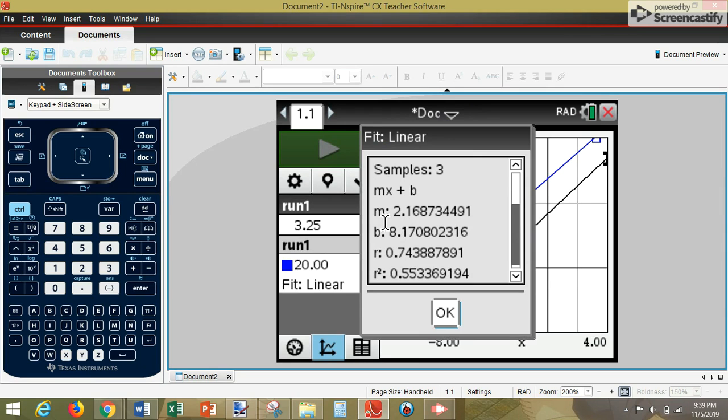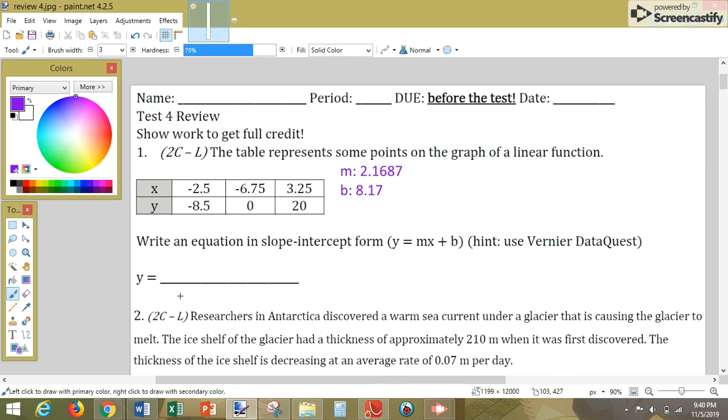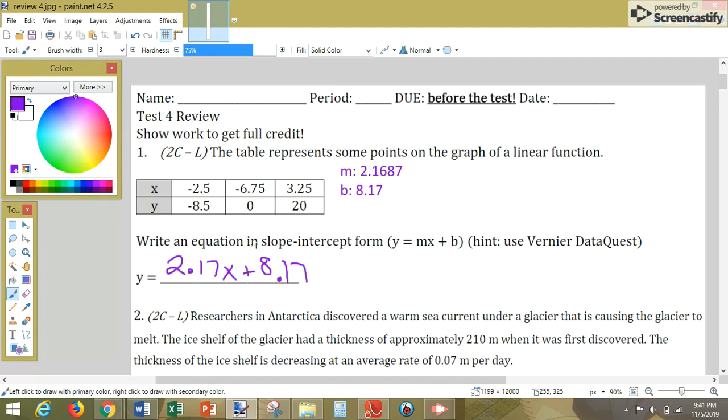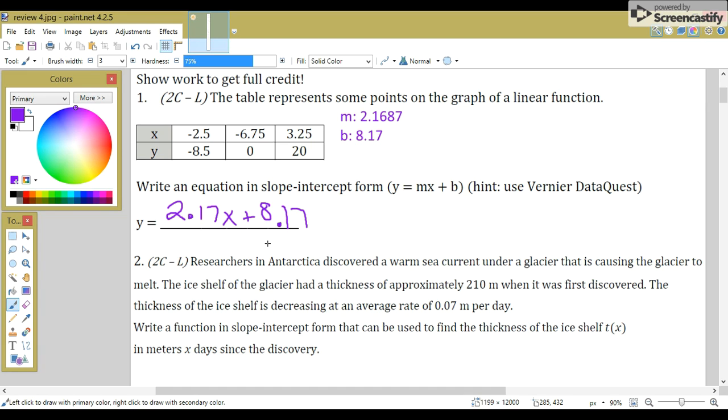Now we have our slope m and our y-intercept b. So we have y equals mx plus b, y equals 2.17x plus b, which is 8.17. And that is your equation in slope-intercept form.